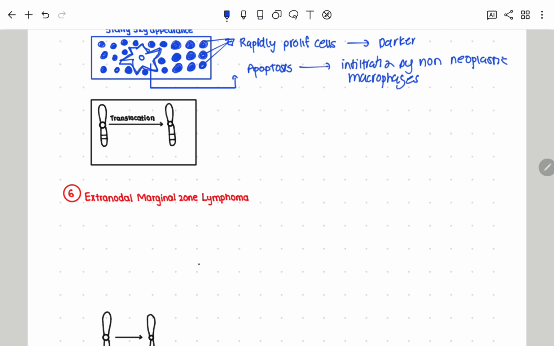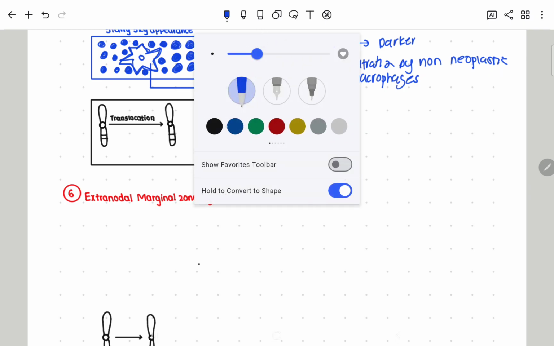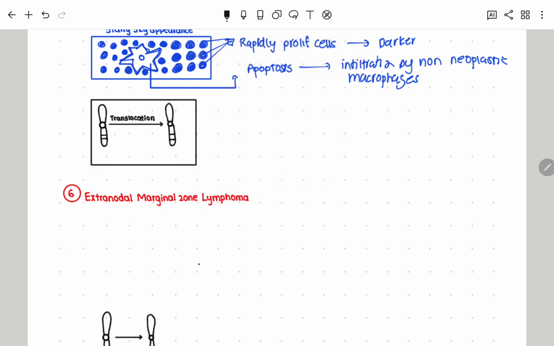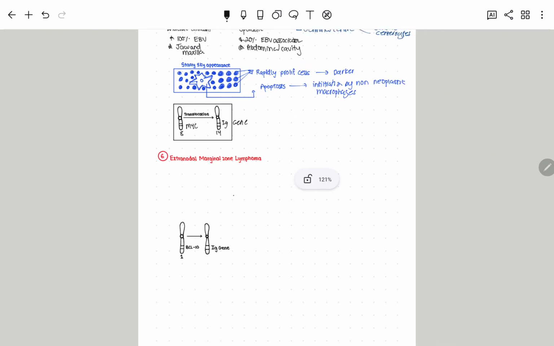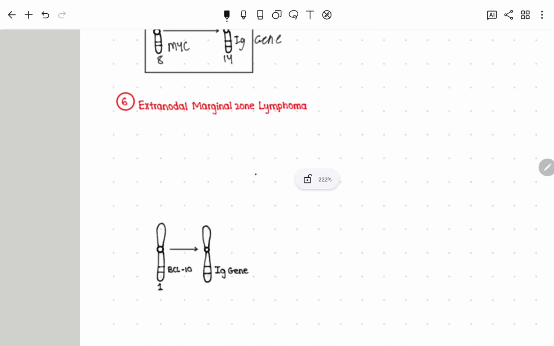Burkitt's lymphoma. What you need to know as far as chromosomal abnormalities go is that this is associated with a translocation from chromosome 8 of the MYC gene to the chromosome 14 IG gene loci. And that's about it for Burkitt's lymphoma.